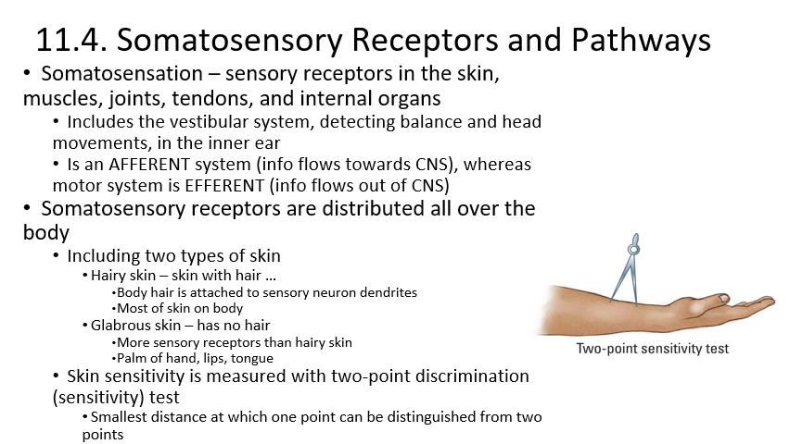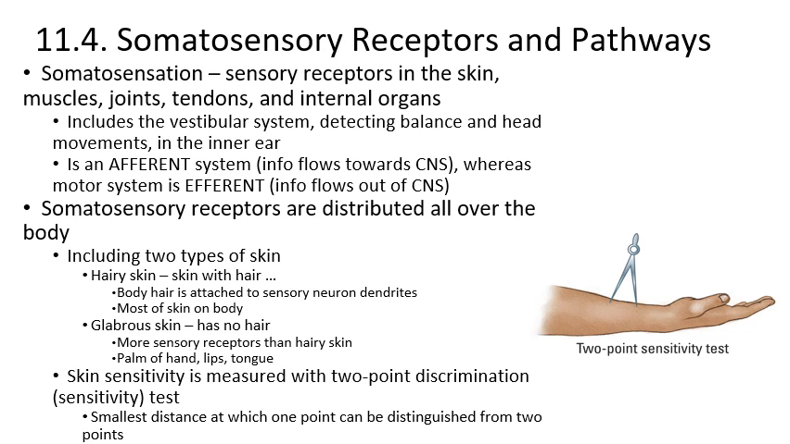Somatosensory receptors are distributed all over the body and include two main groups of types of skin. That's hairy skin, which is just as it sounds, skin that has hair on it, or that has hair on some people. People have different amounts of hair on their body. So hairy skin is any skin that body hair can be attached to, has hair follicles, and this is most of the skin on our body.